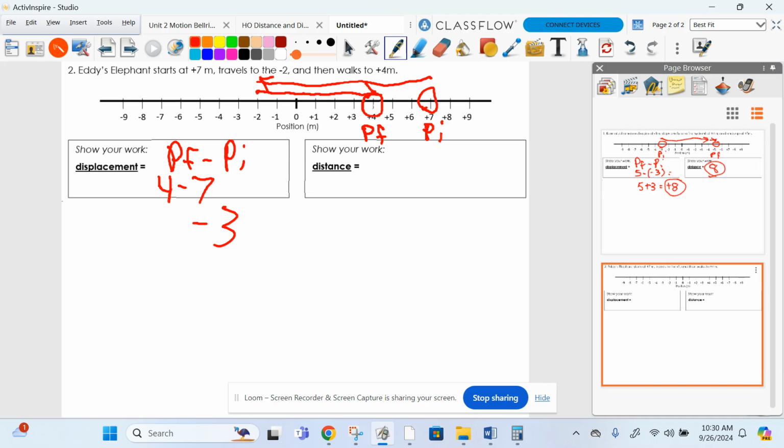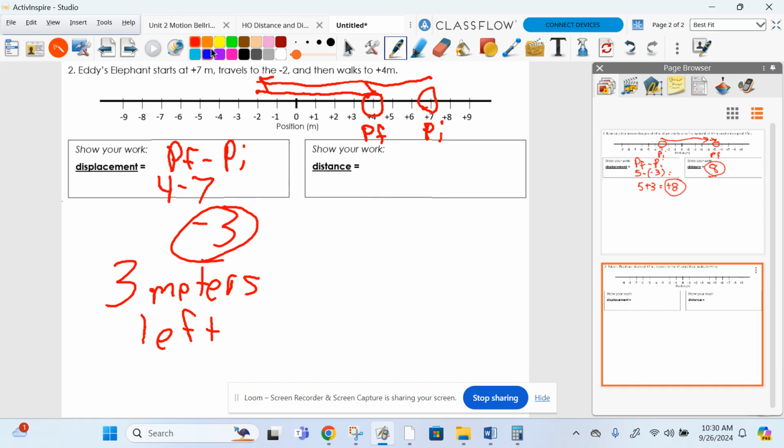That tells me from start to finish, I ended up 3 meters left of where I started. That's what that -3 represents. And I can double check that too on my diagram. As I was here at 7, 1, 2, 3, that got me to PF.